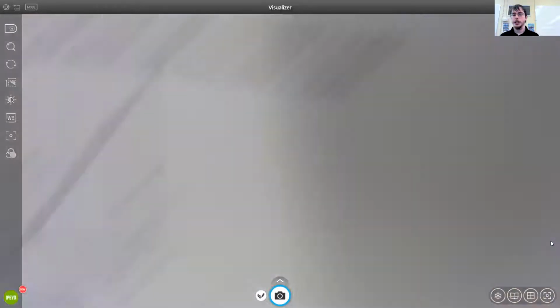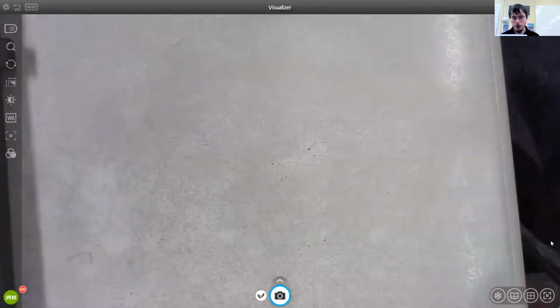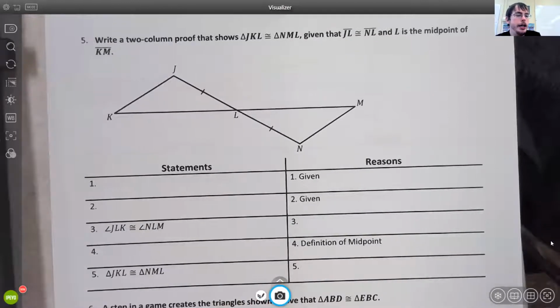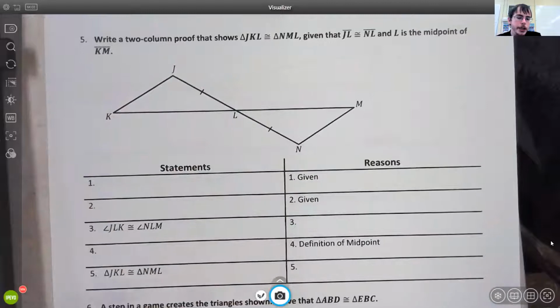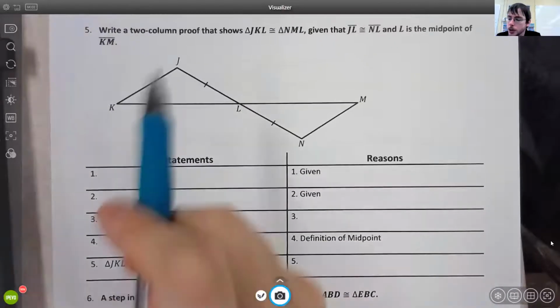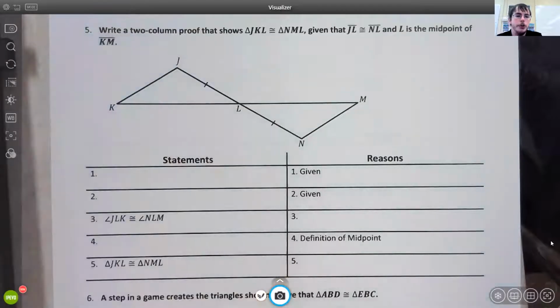All right, let's look at number 5. This is more akin to what you would see on a quiz or a test. You're given some information and you need to fill in the blanks for the reasons. So number 5 wants us to write a 2-column proof that shows triangle JKL is congruent to triangle NML, given that JL is congruent to NL and L is the midpoint of KM.